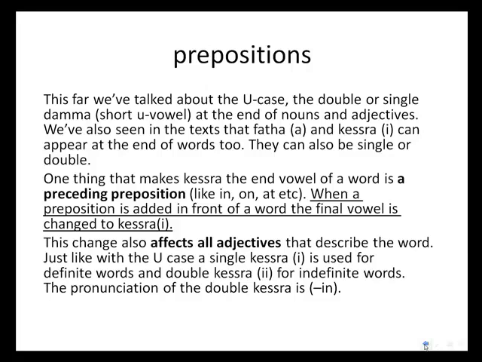Just like with the U case, where a single U is just pronounced as U, like al-baytu, and 2 are pronounced as UN, baytun. Same has happened for kesra. Fi al-bayti, baytin. An at the end.